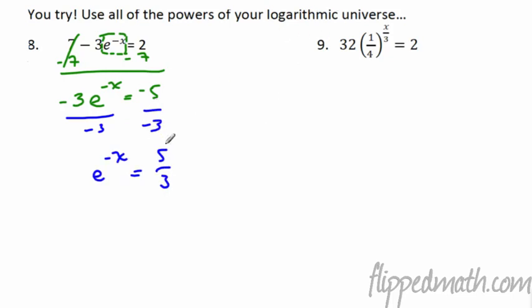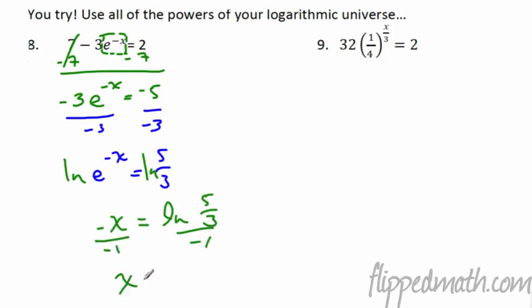Now, I'm going to exponentiate this. I'm going to raise each side to the natural log. All right, so the exponent I use on e to get e to the negative x, that's just going to be negative x. And now I have the natural log of 5 over 3, but I'm just going to leave it like that. We divide by negative 1.